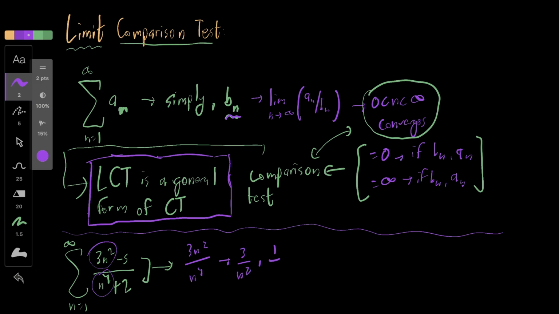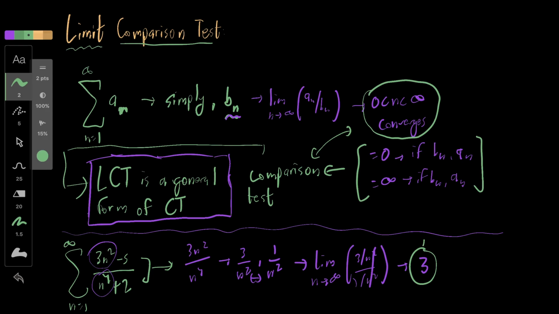Now, as you see, this is very similar to 1 over n squared. So we can have that as our b_n term. So all we do is simply take the limit, and these two cancel out, so we just get 3. And since 3 is between 0 and infinity, it converges, and that's basically all there is to it.